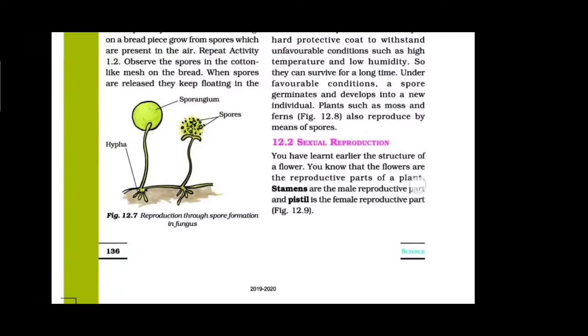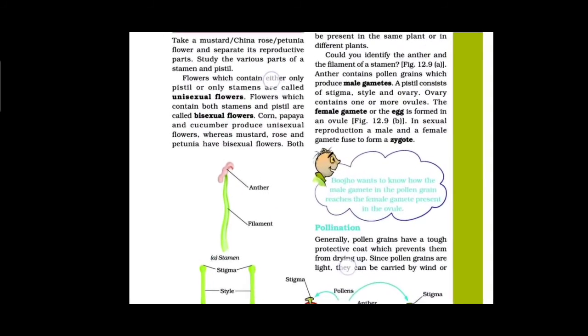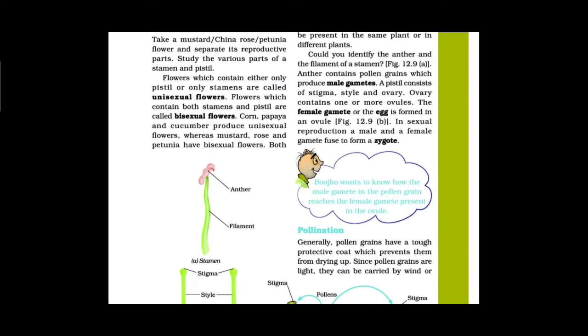Here also one activity. Example activity. The flowers which contain either only pistil or only stamens are called what? Unisexual flowers, because there is only one, pistil or stamen. So we call it unisexual. Unisexual means one. Flowers which contain both stamens and pistils are called what? Bisexual, because there are two, right? Stamens and also pistil. So it is bisexual.